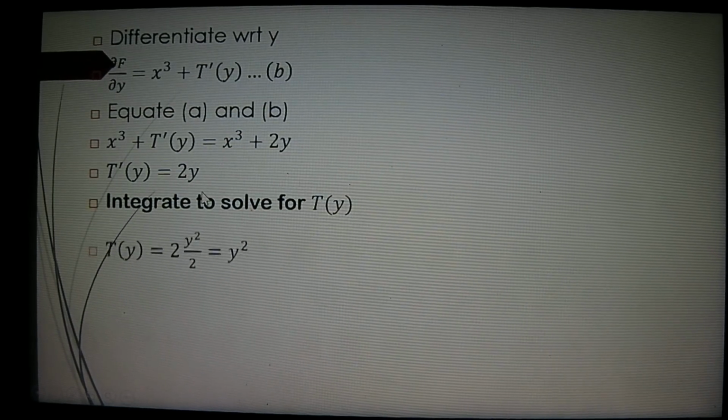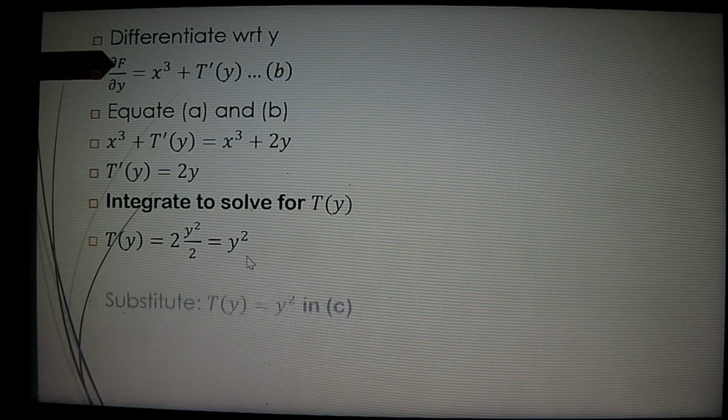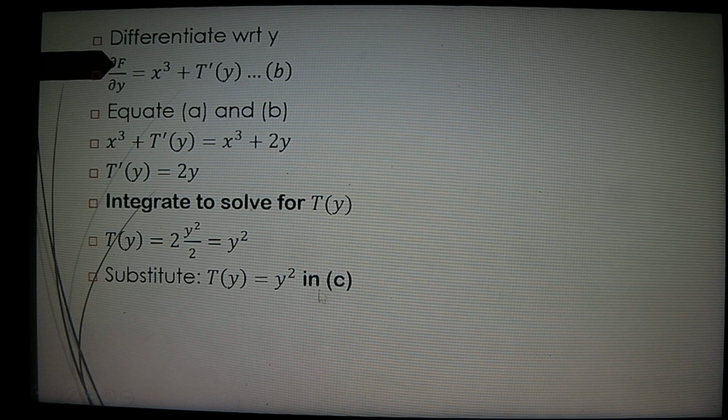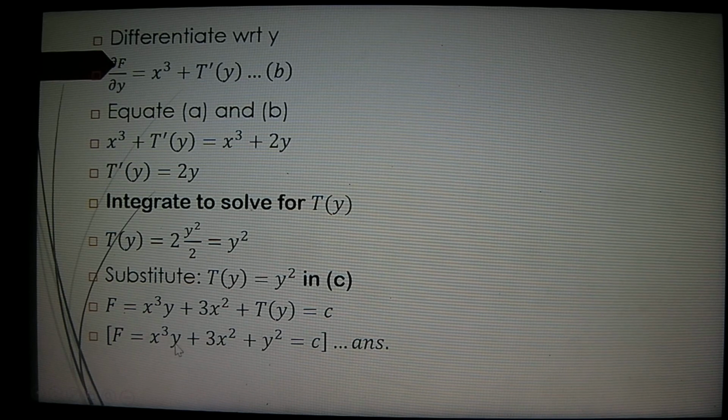So t'(y) becomes 2y. And then we integrate that to solve for t(y), so it becomes 2y squared over 2, which equals y squared. And then we shall be adding that to f in C. So f equals x cubed y + 3x squared + t(y) equals C. So we have to substitute y squared here. So you have x cubed y + 3x squared + y squared equals C. And that will be our desired general solution for the given DE, which is exact.